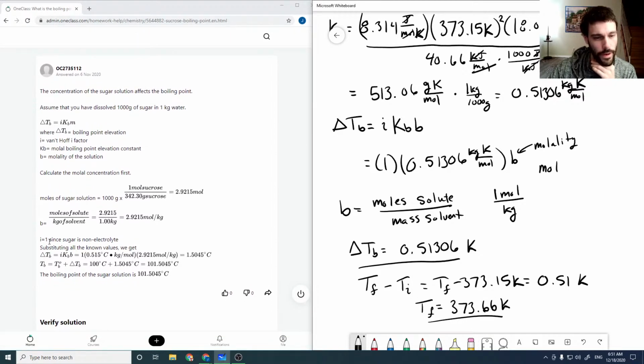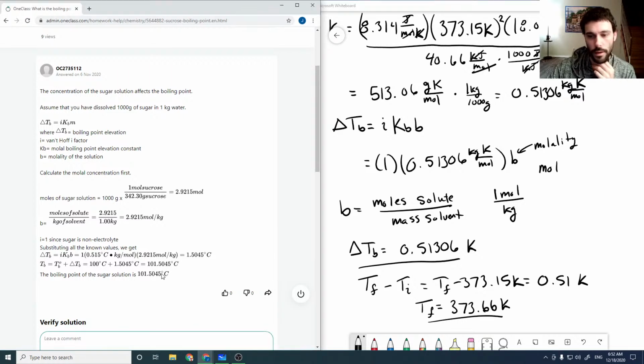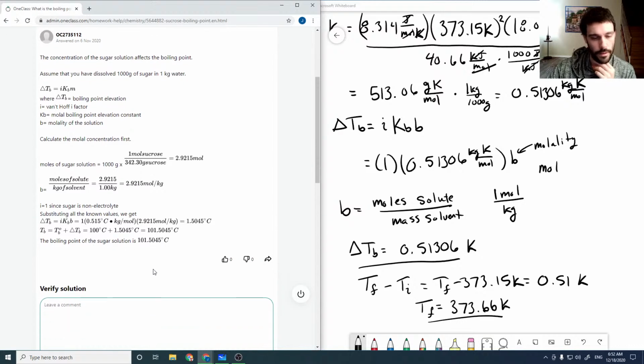And here's each of the factors. So for sugar, we have i equals 1. Our K_b, you can also just look up these values. It's about the same, 0.513, 0.515. And depending on the molality you're given, you would get a different value for your elevation, and of course, depending on the units. So that looks good.